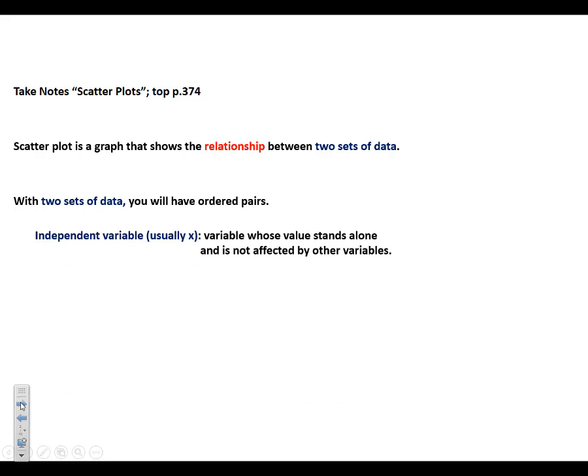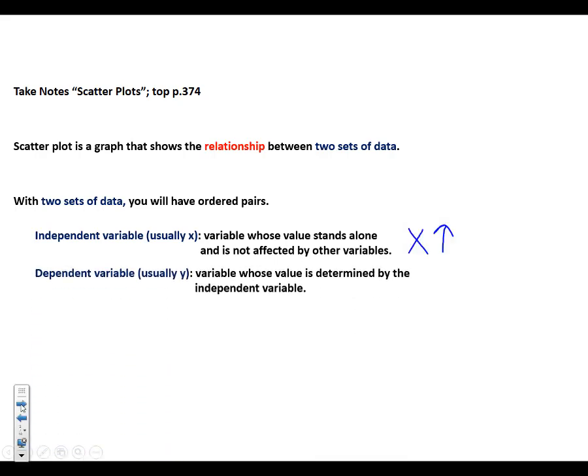So we have those ordered pairs, and just like before, those ordered pairs consist of the independent variable, which is usually, that's a very important word, usually the x, where the variable x stands alone and is not affected by the other variables. Ladies and gentlemen, usually, typically, most frequently, you're going to find that the value of x will be increasing.